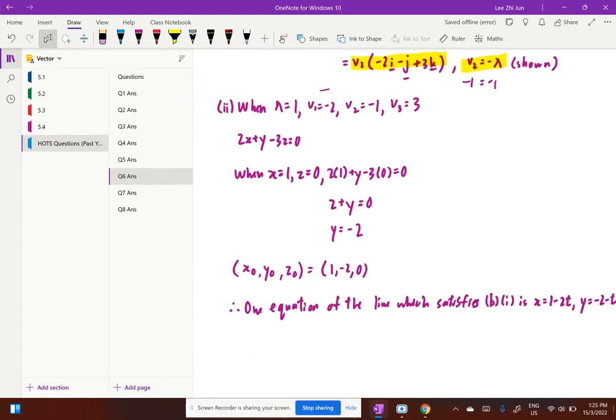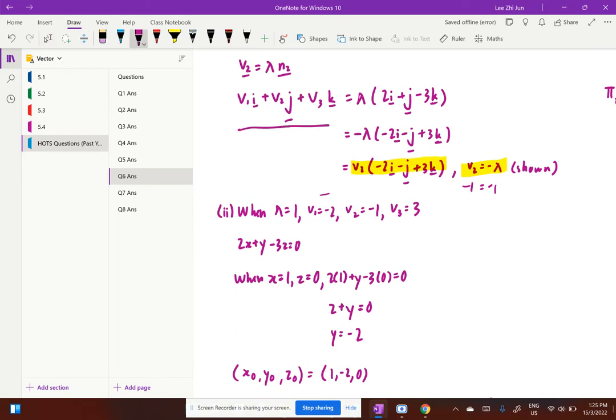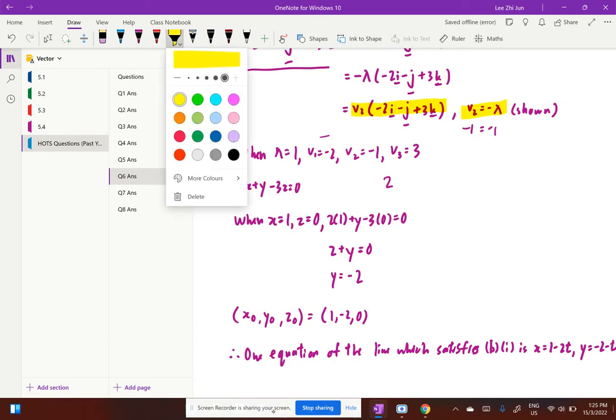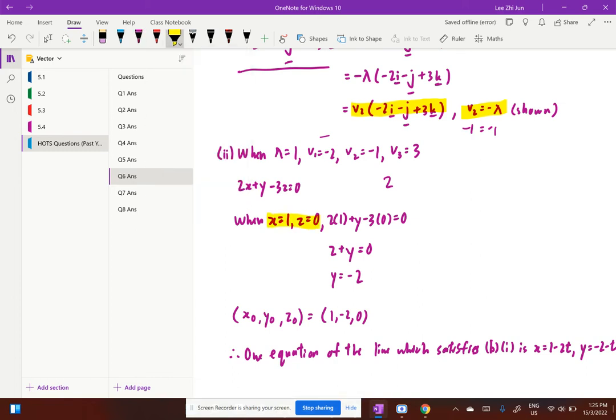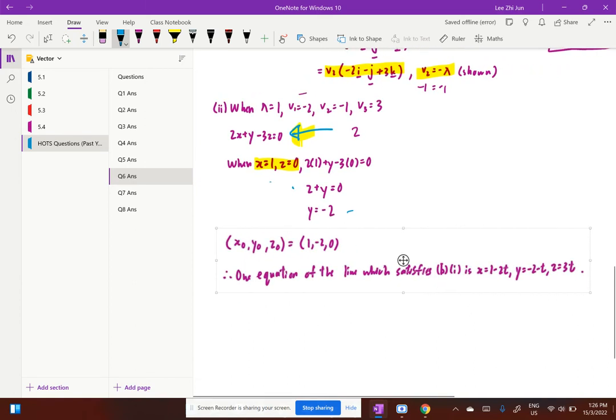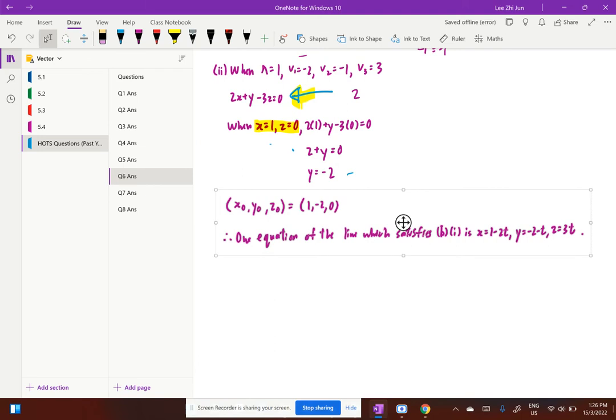It's more complicated. I think this is the hardest because it's the hardest to understand. So you can get this equation 2x plus y minus 3z equals 0. For x equals 1, z equals 0, you can just simply take a point which satisfies this plane. So I get x equals 1, z equals 0, so I get y equals negative 2. So the fixed point will be (1, negative 2, 0).